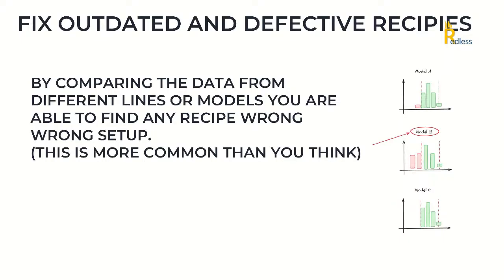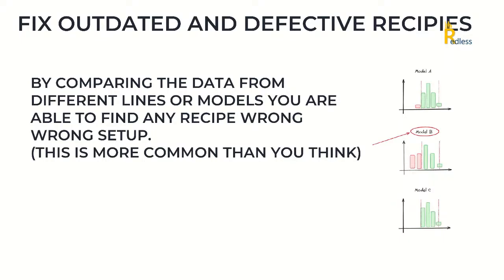If you have 40 models, for example, and you can compare one on top of the other, and there is only one model that creates all the problems, that has more scraps, then you focus all your efforts on fixing this model, because maybe it's an outdated recipe, maybe it's a recipe that was created a long time ago, or maybe there is a problem with this model.